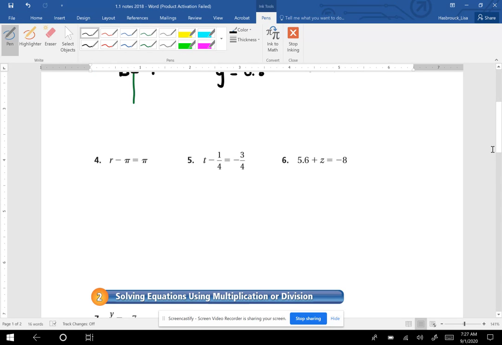For number 4, we have r minus pi equals pi. So this pi symbol, I'm sure you've seen before. It equals approximately 3.14. It is like a number. So what we're trying to get alone is the r. To get r alone, we need to move the minus pi by adding pi to each side. Now r is alone on the left because those pi's cancel out. Now on the right, we have 1 pi plus 1 more pi. That means we have 2 pi's.